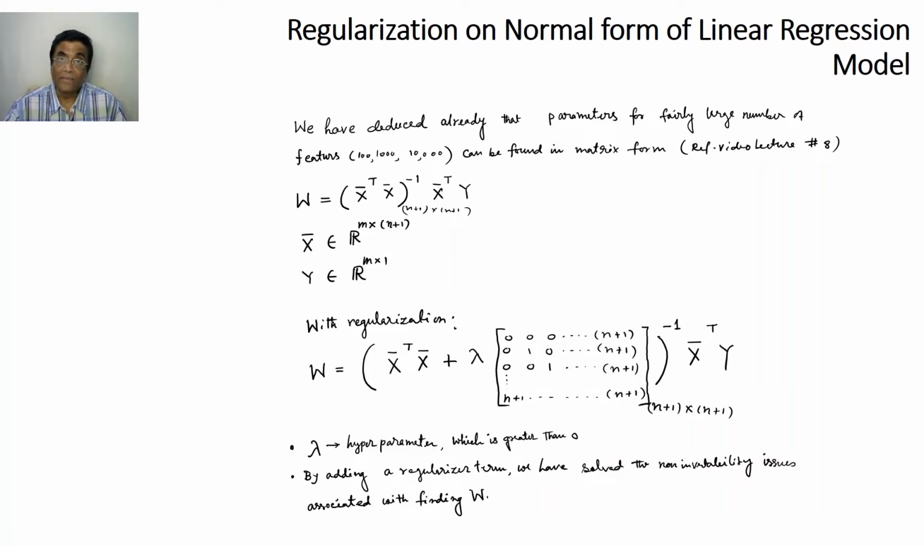Now we are adding a regularizer term, and you know what the disadvantages were there. The disadvantage was this, right? If you have millions of data or several thousand data, this matrix is really large.